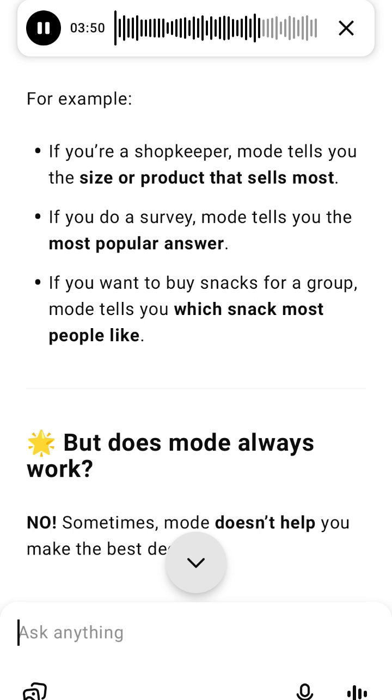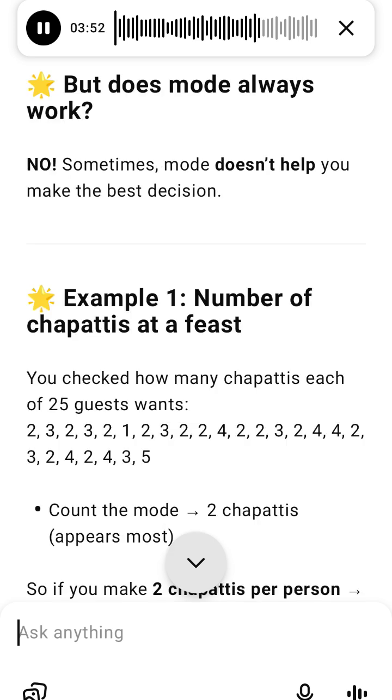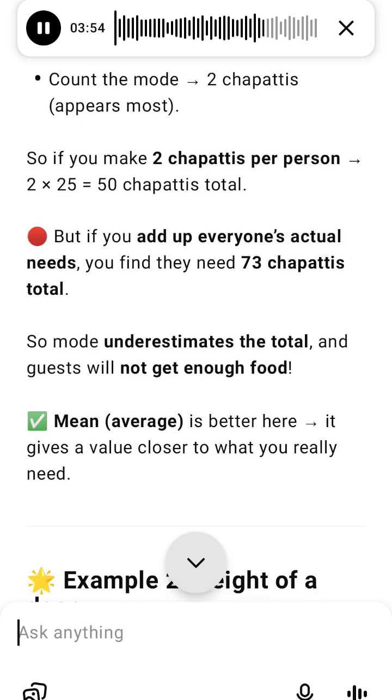When is mode not enough? Mode can be misleading if you need a total or average. Example, number of chapatis needed. The mode may be 2 per person, but adding everyone's needs shows you need more than 2 per person on average.